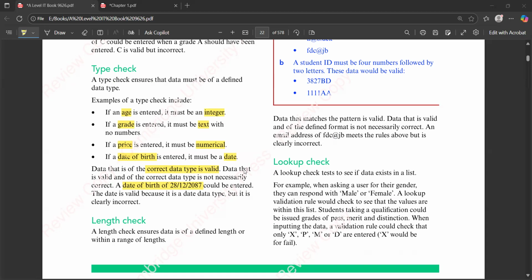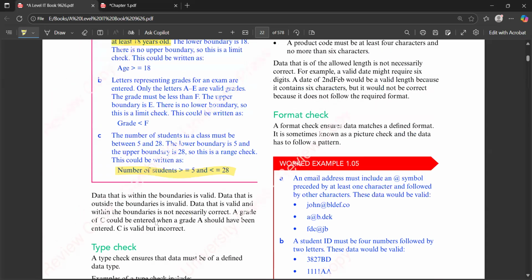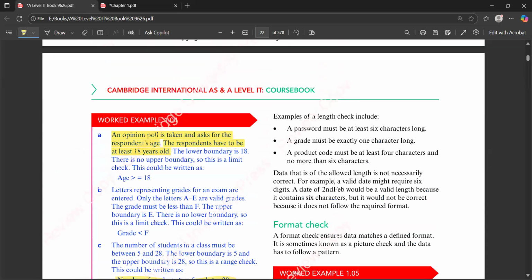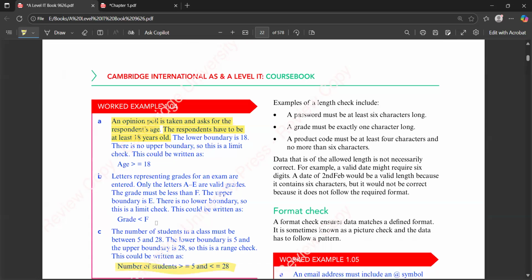Then we have the length check. A length check ensures that data is of a defined length or within a certain range of limits. Examples of a length check can include a password that has at least 6 characters, a grade that is exactly 1 character long, or a product code that is at least 4 characters long.